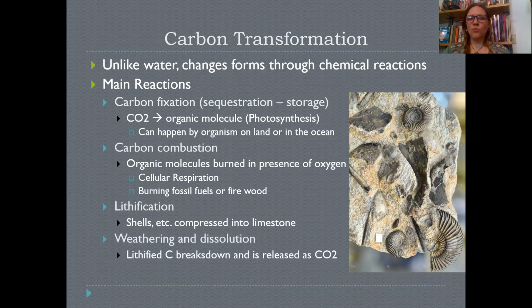And then a fourth is weathering and dissolution. So weathering and basically dissolving of calcium carbonate happens when this lithified carbon breaks down and is released as CO2, and that CO2 might be dissolved in the water if this is happening in the ocean or in a river or stream, or it can be straight up released as carbon dioxide into the atmosphere when this is happening on the surface. But this is as things like limestone break down. The carbon dioxide can be re-released back into the atmosphere.